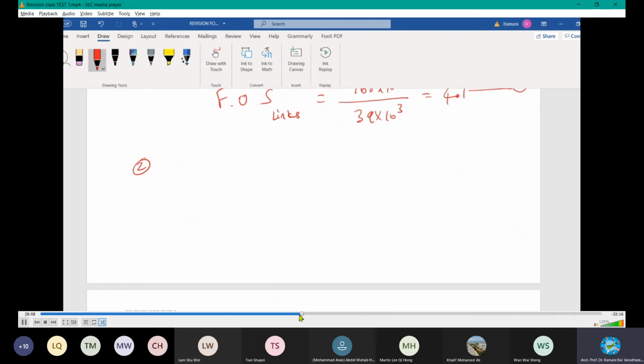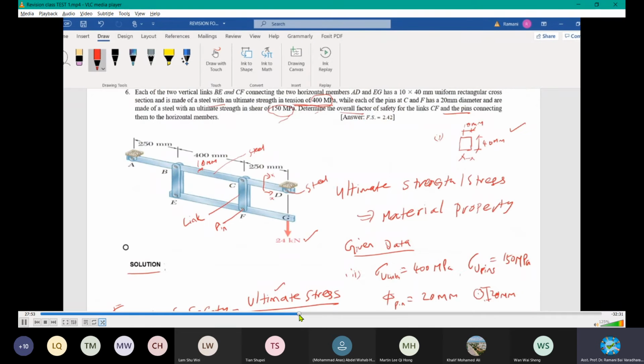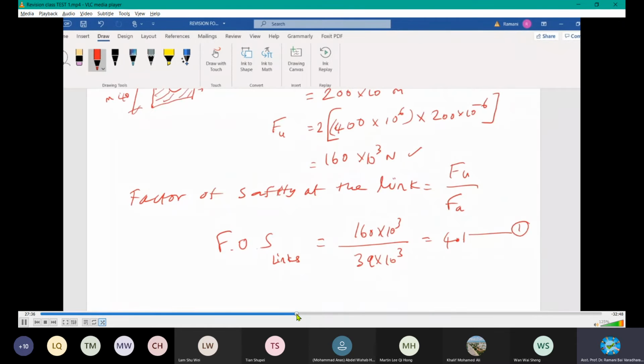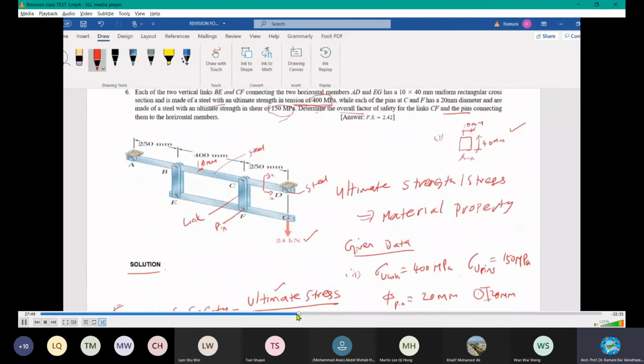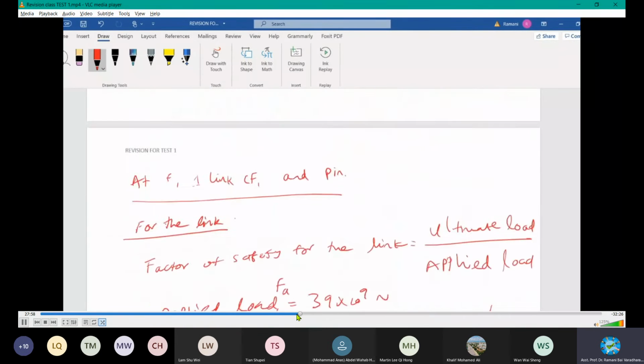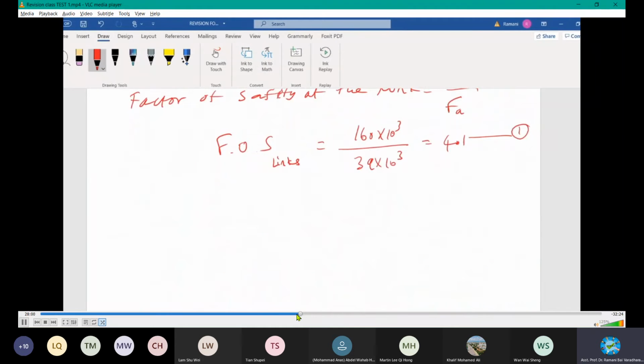Same, you have to repeat for the pin. It's a sufficient amount according to the load. Your member can bear 4 times that applied. Only 39 is applied, and your member can bear up to 160. 4 times bigger, you are designing an over design. Then you can adjust accordingly: remove the link, and put in a sufficient amount according to the load. You can remove the link or relax the pin and so on. You can do it, right?